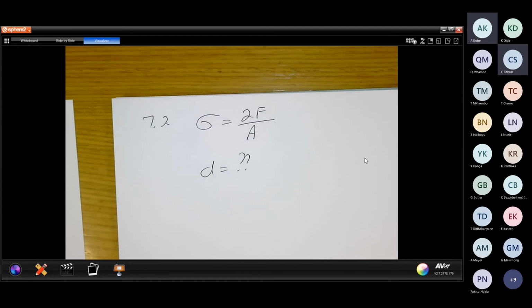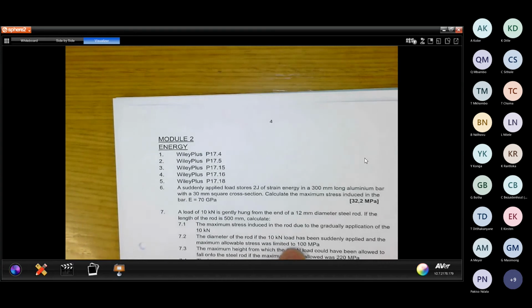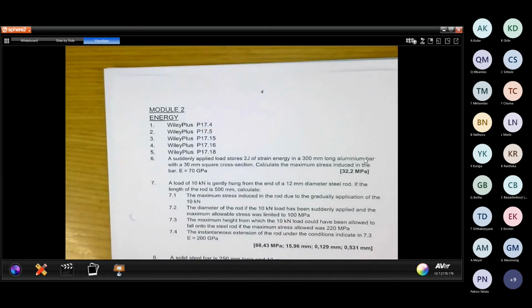So what's the maximum stress? Come again? The given maximum stress. Yes, you say the maximum stress is 100 megapascals. And you want the diameter. If it's suddenly applied, and the maximum stress is 100 with that load of 10 kilonewtons, what is the diameter of that rod supposed to be?